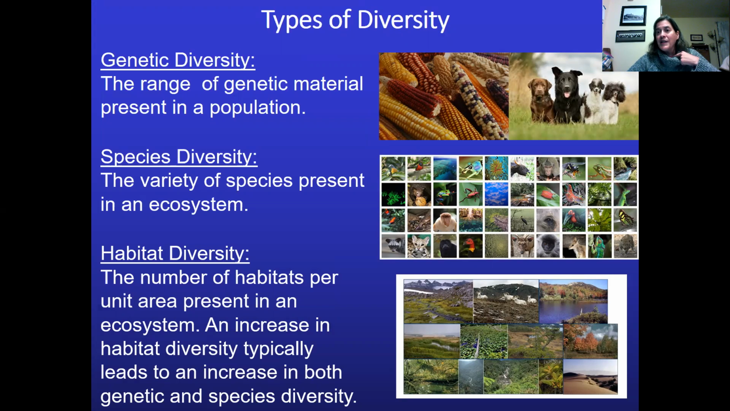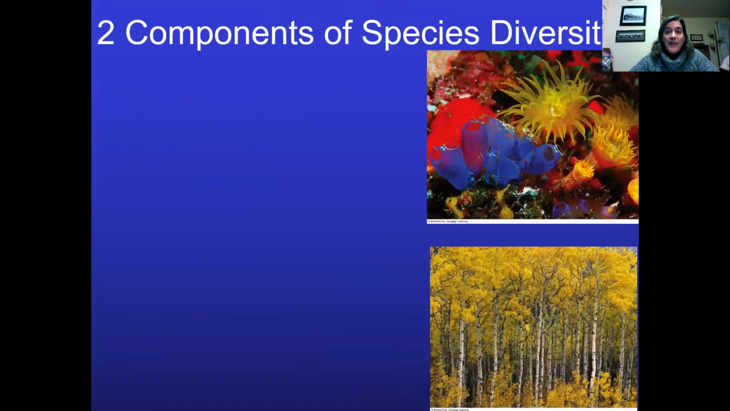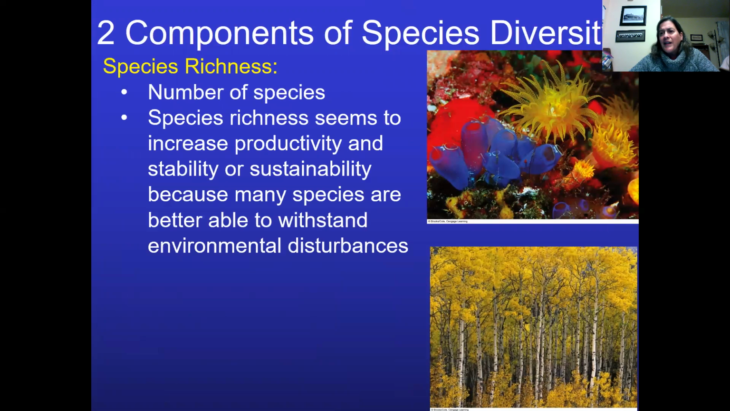When you think of Washington State, we have a great range from west to east of different types of habitats and climates, et cetera, and it leads to quite a lot of biodiversity in our state. Within species diversity there are two components. If I asked you how diverse is the area, the first thing you would probably do is count how many species are in that area. Say you find 20 species, you would say, hey, that's pretty diverse. But there's a second component that is just as important.